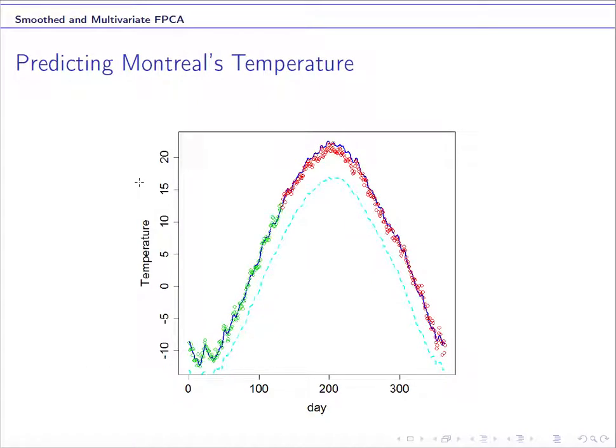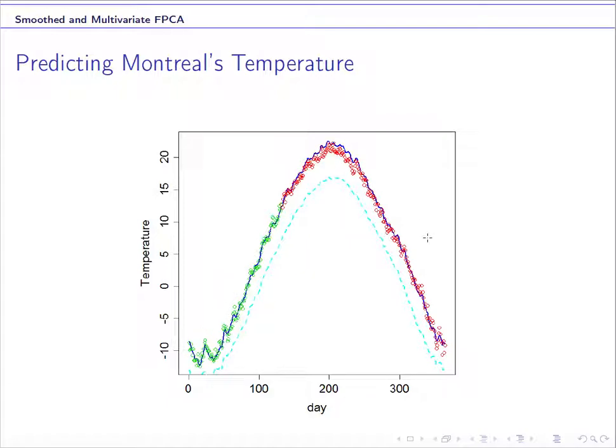So here is one example. For the temperature curves, we have the temperature curve for 35 cities. Here, I remove the Montreal temperature and I'm using the rest of the 34 cities' temperature curves to do the FPCA. After we find the FPCs, suppose I only observed the temperature of Montreal in the first 150 days, the blue circles. Then based on this, I can calculate the FPCA scores for the Montreal curve, and then I can get this blue curve.